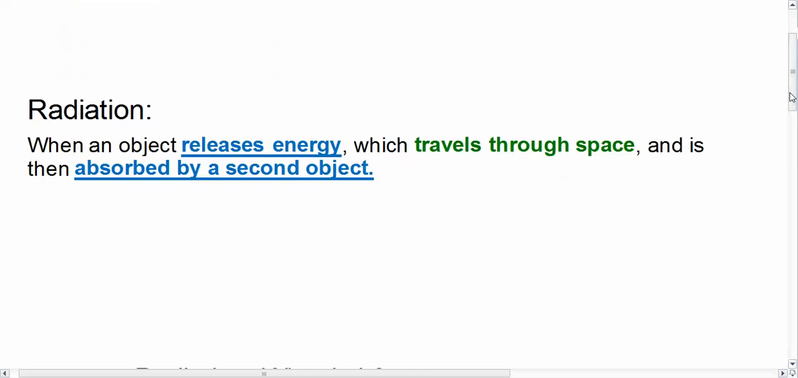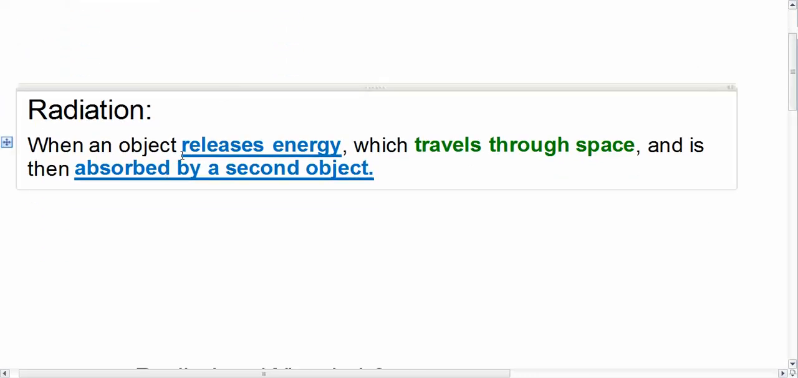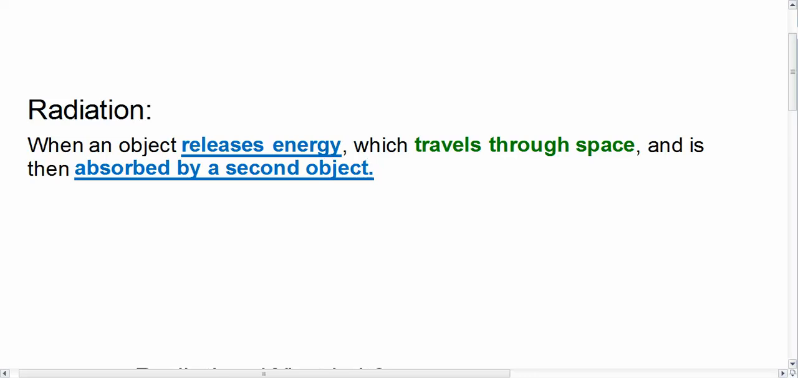Radiation, the definition I have up here, is that radiation is when an object releases energy, which travels through space, and is then absorbed by a second object. Now, that's a pretty vague definition because, well, radiation can be a lot of different things. So, for example, here's the sun. It's a beautiful day. My drawing isn't so beautiful. Here's me out catching some rays.